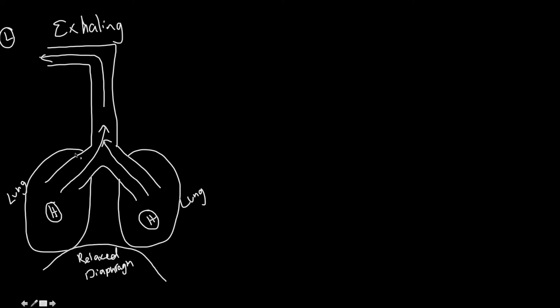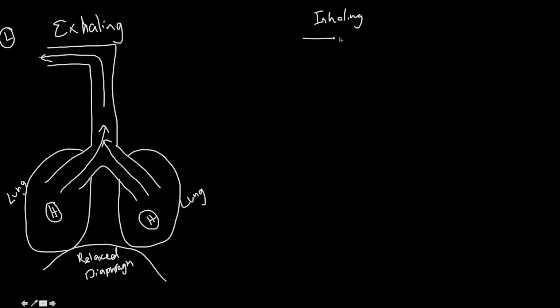And this is all when the diaphragm relaxes. So high pressure here, low pressure outside. The air molecules want to move outward. Now you're not actually blowing out, it's because of these pressures. Air moves from high to low. Now over here we're going to do inhaling.